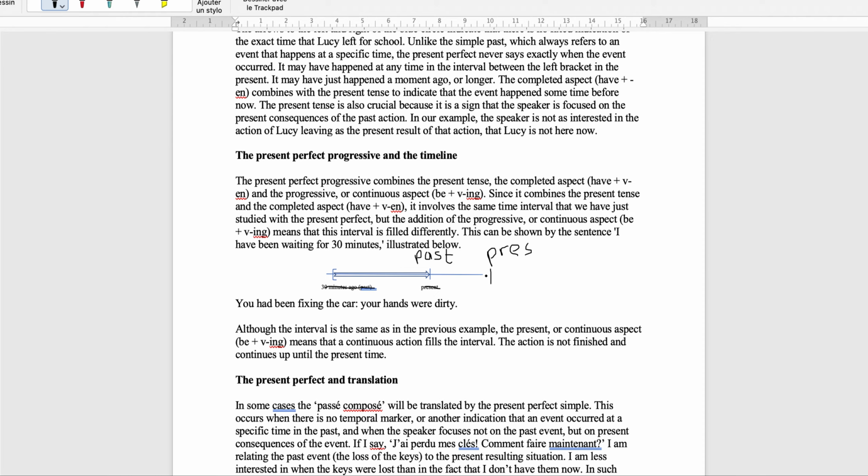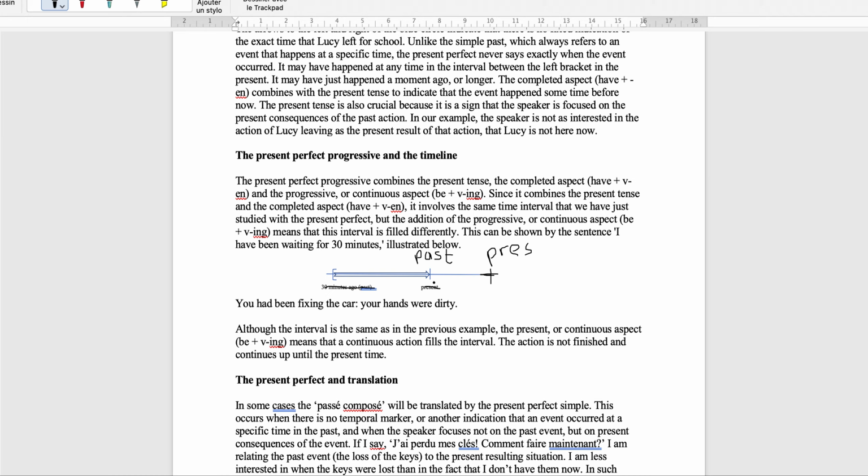Your hands were dirty. So once again, this is going farther, up until. There's our timeline. So here's the present, and notice our temporal reference point, instead of being the present, is going to be the past. So at a given time in the past, the person had started fixing the car. Let's say at a given point in the past the person had started before, had continued doing it up until a given moment in the past, and then we're once again focused on the resulting state in the past. Everything's shifted over from here to here.